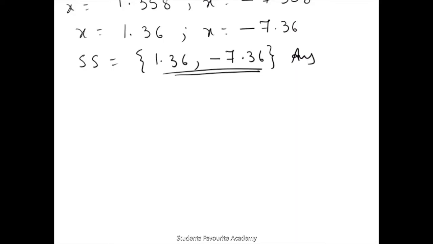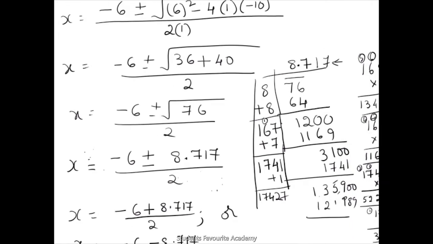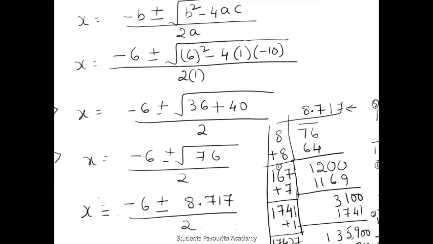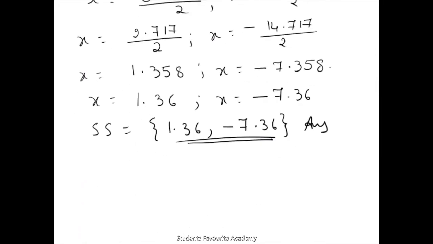Solve the quadratic equation. This is our question number 4. Okay, this was question number 3. So now question number 4. Solve the quadratic equation using the formula method, and the equation is x square plus 2x minus 6 is equal to 0.